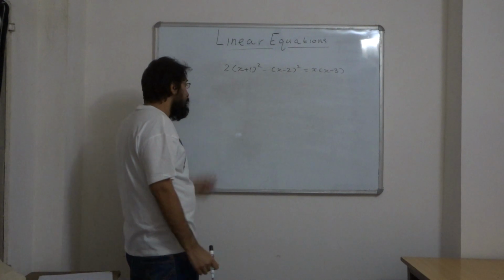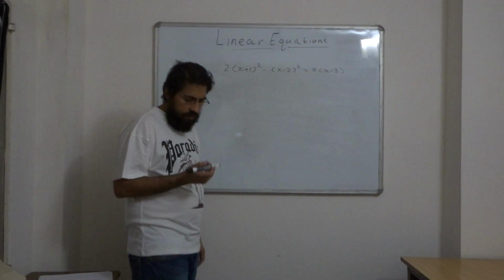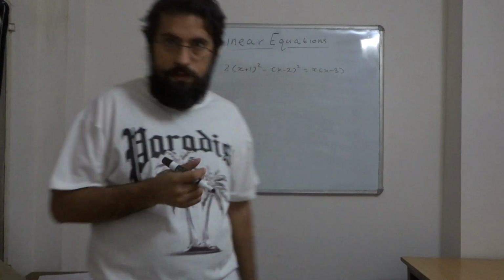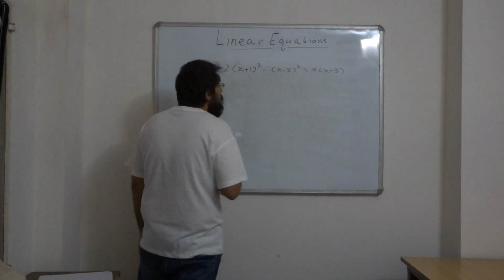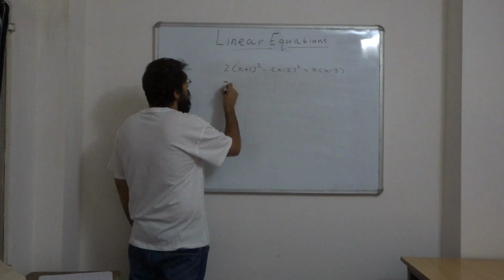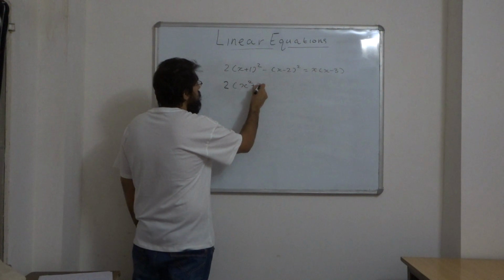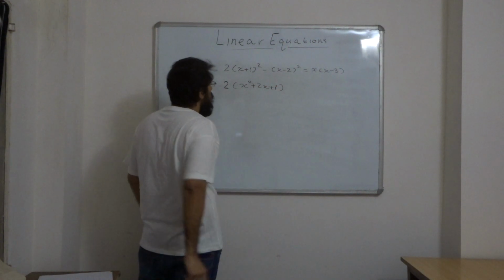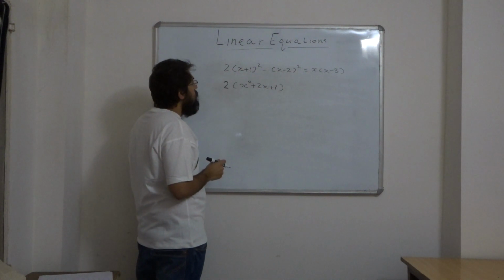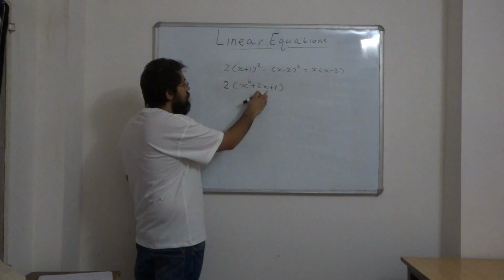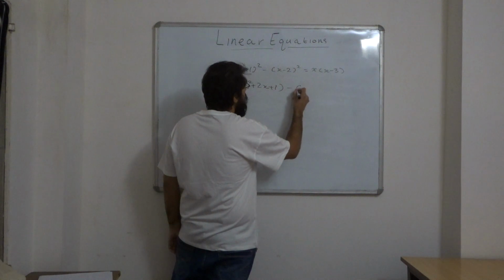Just try solving it by yourself, and then we will do it together. Okay, so let's start. Here, you're going to have x squared plus 2x plus 1. Remember what I told you. You first square x, then you multiply 2 times x times 1, which is obviously 2x, and then you add it to 1.